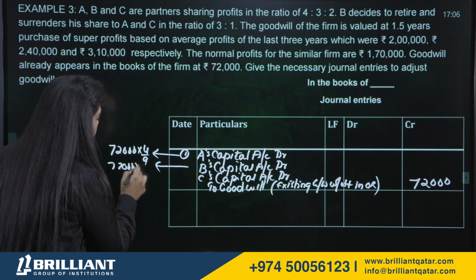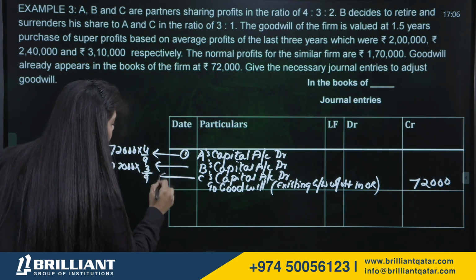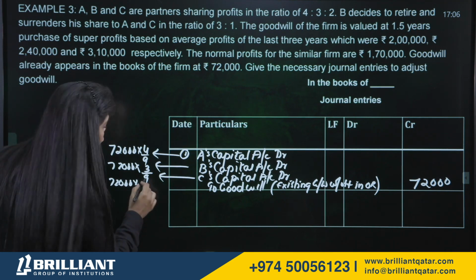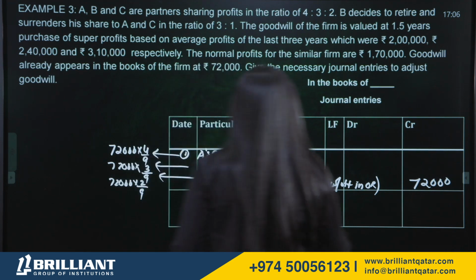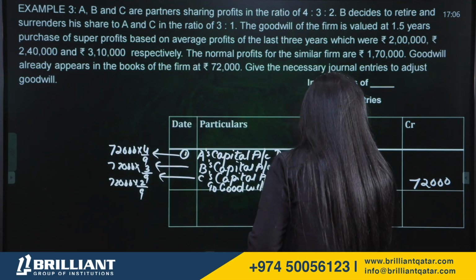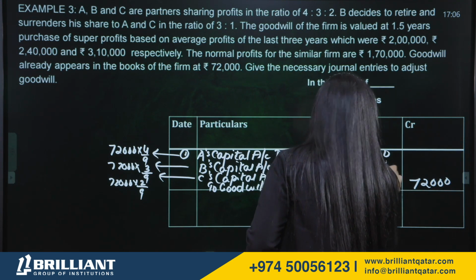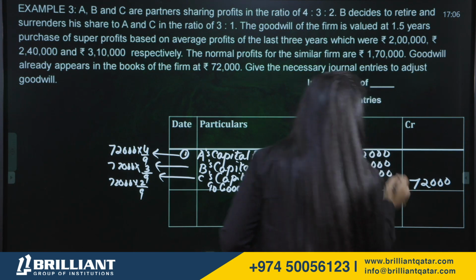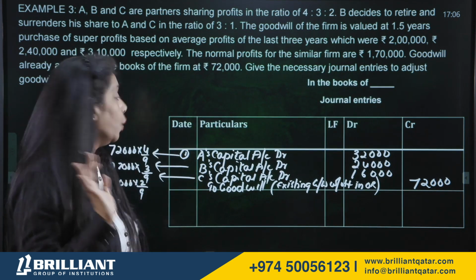72,000 into 3 by 9. That's what B gets. And C gets 72,000 into 2 by 9. So in case of A, 8 4s are 32, 8 3s are 24 and 8 2s are 16. So the existing goodwill is being written off to all the partners in the old ratio.